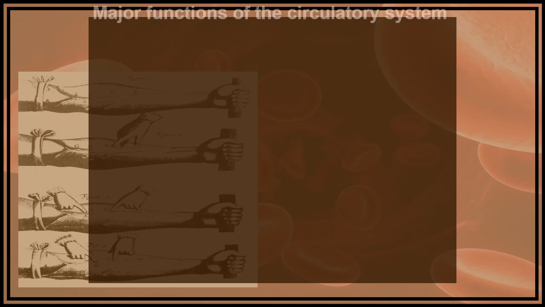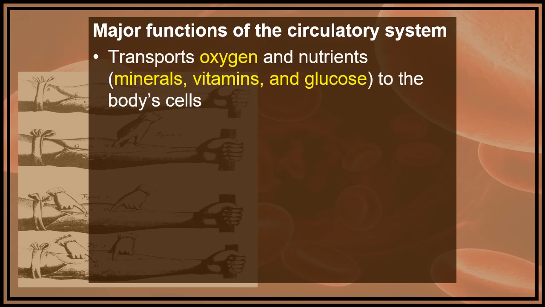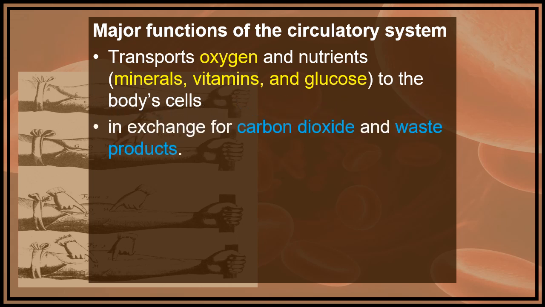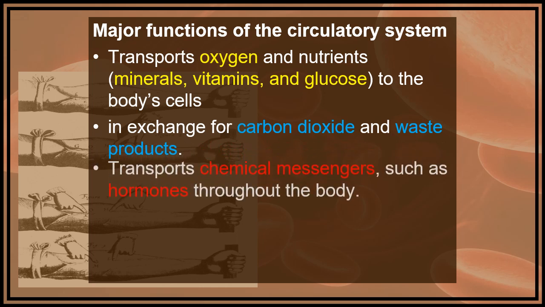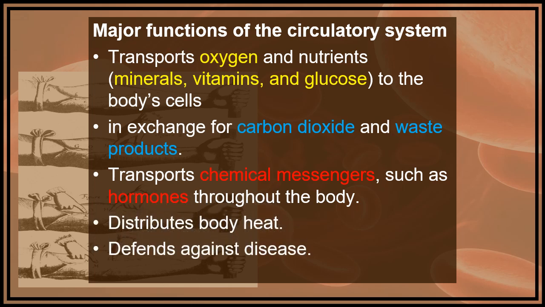So here we go. Here are the major functions that we're going to focus on for the circulatory system. One is transportation. Two is how we exchange gases and different waste products. Then how we transport chemical messengers like hormones, how we distribute body heat, and then how do we defend against diseases.